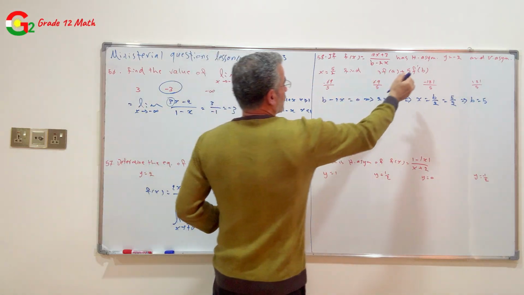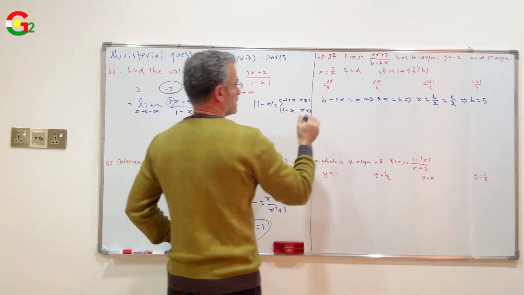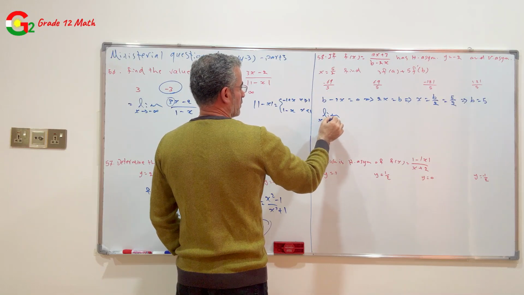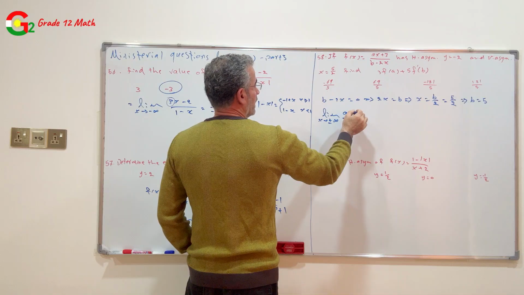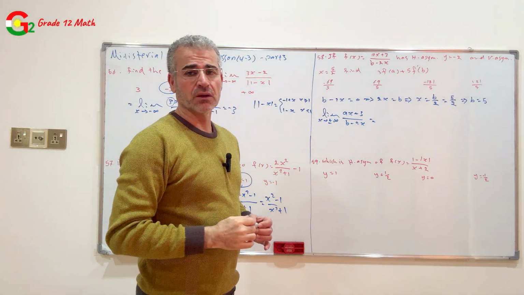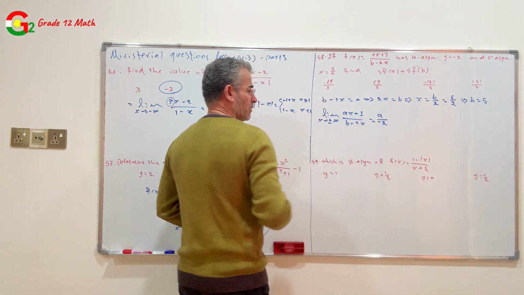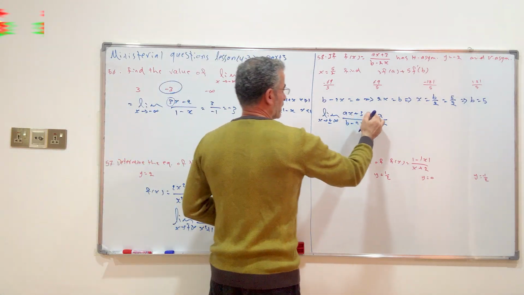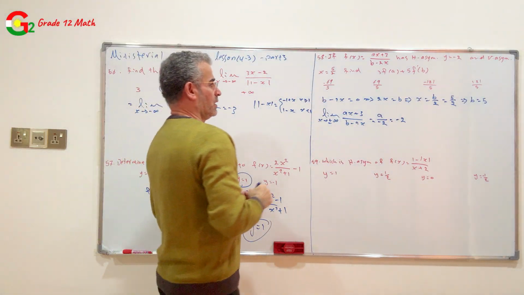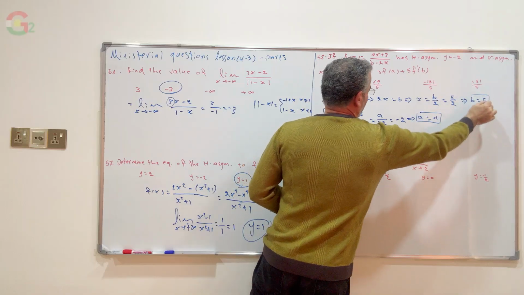To find the value of a, we have that y = -2 is a horizontal asymptote. Then the limit of this function as x approaches positive or negative infinity, (ax + 3) over (b - 2x), since the degree of the numerator and denominator are equal, is the coefficient of the leading term in the numerator, a, over the coefficient of the leading term in the denominator, -2. Then a/(-2) = -2, the equation of the horizontal asymptote. Then a = -2 times -2, which is 4. We find the value of a and the value of b.